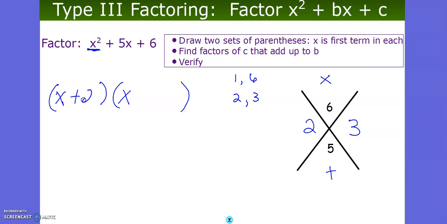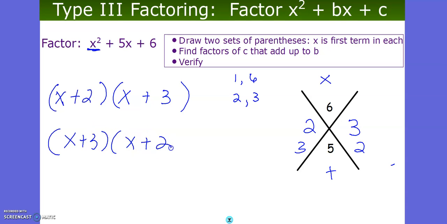They're both positive, so I need a plus 2, I need a plus 3. Now if you were to write the 3 first and then the 2, that's fine. x plus 3, x plus 2. That's exactly the same answer. The order of our parentheses does not matter, because in between is multiplication, and multiplication is commutative.